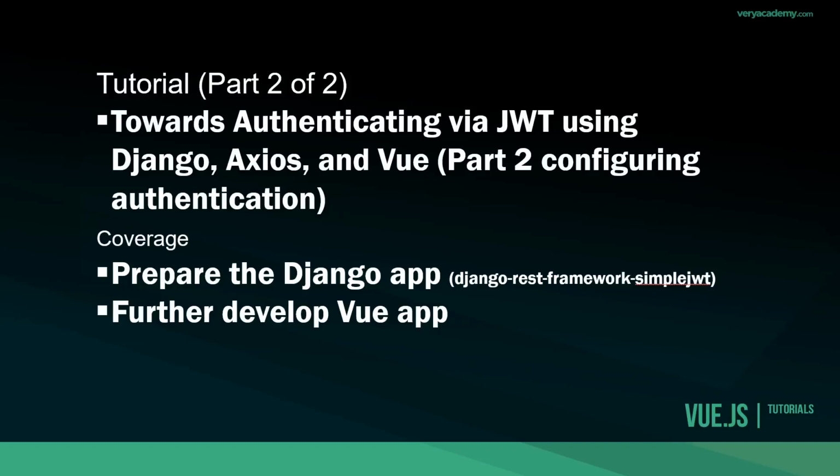Hello and welcome to this JSON Web Token Authentication tutorial using Django and Vue. This tutorial is part 2. In the first tutorial, we configured a Django API application and connected a Vue application to access the data from the Django API. In this tutorial, we work towards adding authentication to our Django API, first by configuring the Django backend, and then we set up the Vue application.